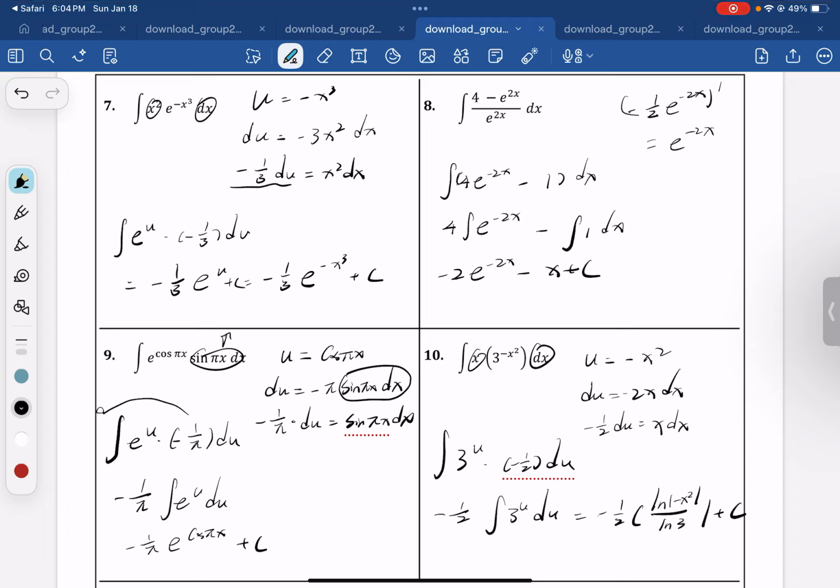So that's the content for this video, and we probably are going to do more about something like substitution for the definite integral in the next video. So hope you guys learned something from this.